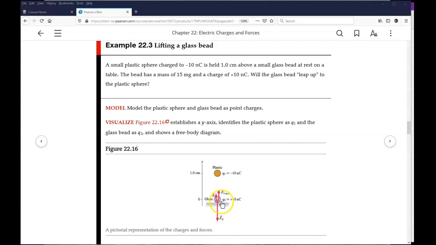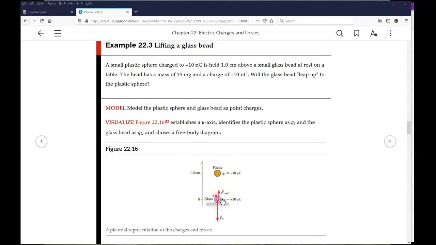The bead is here, and the bead has a mass of 15 milligram, I'm talking about the glass bead here, and the charge is positive 10 nanocoulomb. The question is, will the glass bead leap up to the plastic sphere? We are assuming the plastic sphere is fixed there. It's not allowed to move. The distance between them is 1 centimeter.